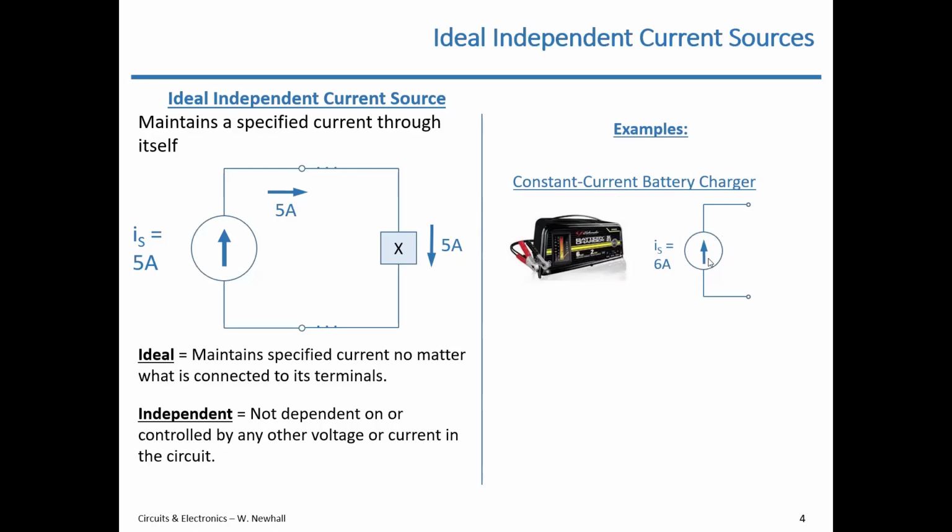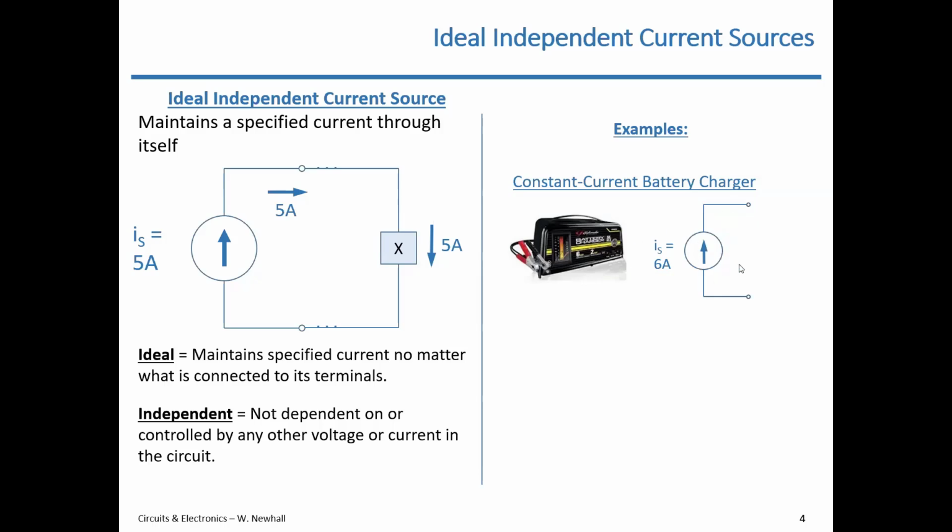Within the bounds of where it's specified, where it can operate as a constant current charger. For example, if you take one of these constant current chargers, you set it on 6 amps, you connect it to a battery, let's say it's a 12-volt battery, the charger is going to cause 6 amps to flow, and the voltage across the battery is going to be whatever it needs to be. The voltage at the output of the charger is going to be whatever it needs to be to cause 6 amps to flow. So for a constant current source, the current is constant, but the voltage can change. For a constant voltage source, the current can change, but the voltage is constant.